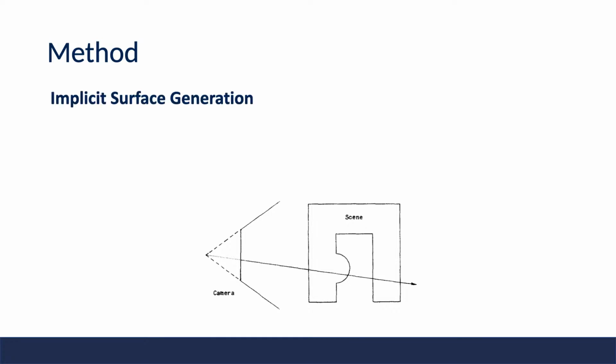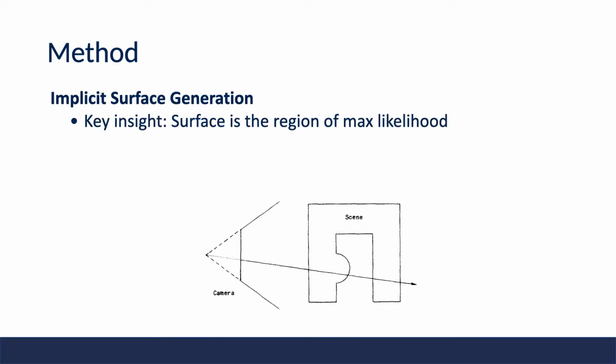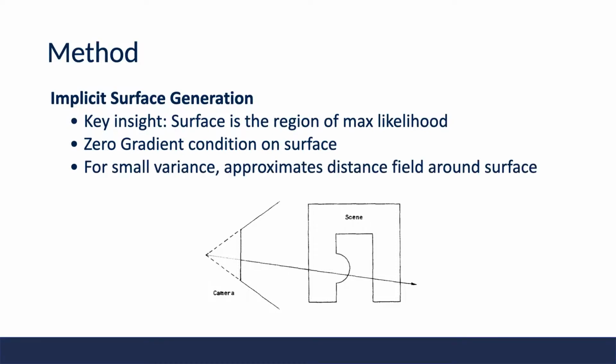And the last thing that we're going to try to do is generate an implicit surface. So the key insight here is that the surface is defined by the area of the maximum probability. And so what we can do is we can raycast a ray, keep going in the direction, and if we hit a point where we have a gradient of 0, we know that we're along the surface and we can stop. Otherwise, we can continue going, and if there's no 0 gradient, then we consider that as background. And for small variances, this works because the zero probability, the 0 gradient, relates to the surface itself.